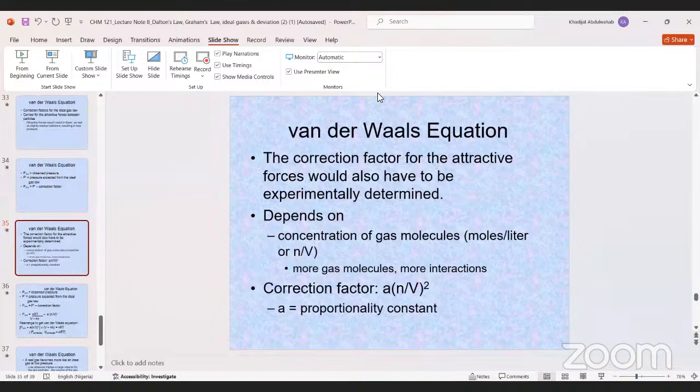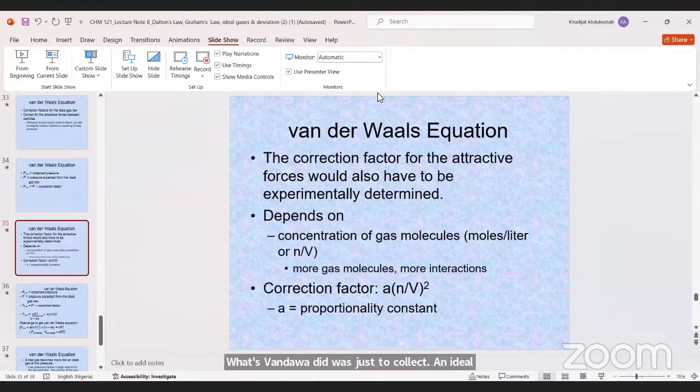What Van der Waals did was just to correct an ideal situation to make it real. That is what he did by putting in those correction factors. The ideal gas equation will not apply to a real situation. So what he did was add correction factors so that real gases can also have their own equation.